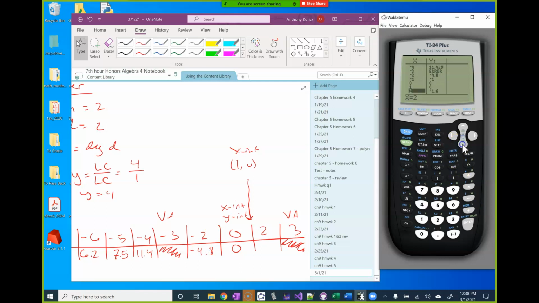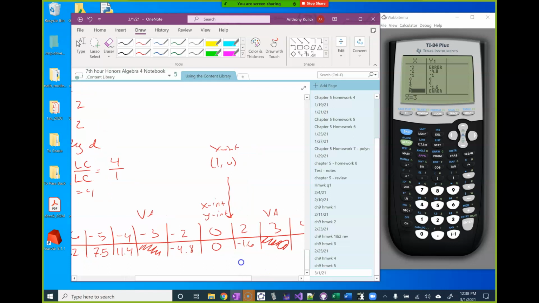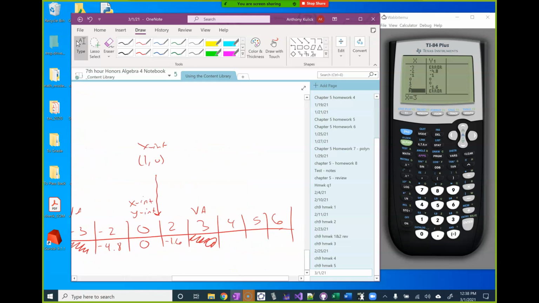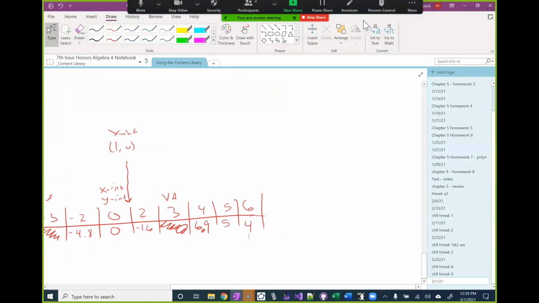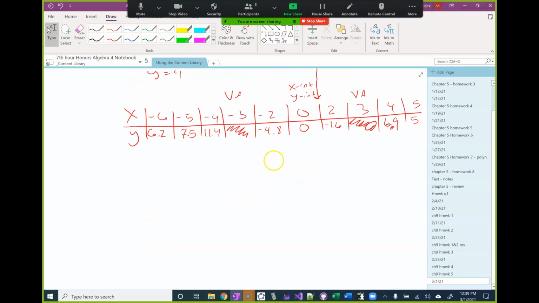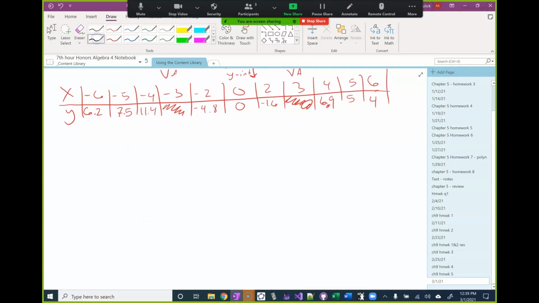-0, I knew that already, and then -1.6. And then 4, got to go down some more, is 6.9, 4.4, no, 5, and then 4.4. Coolsville, everybody? Okay.